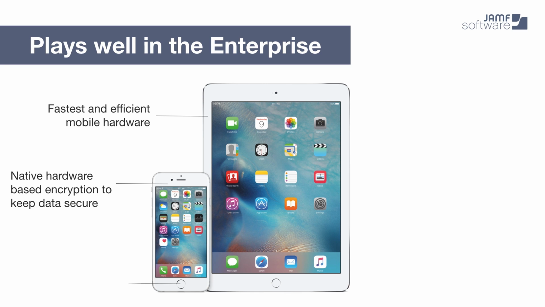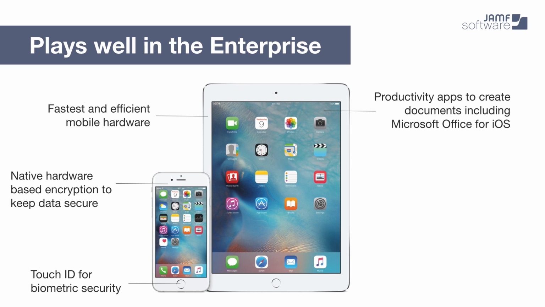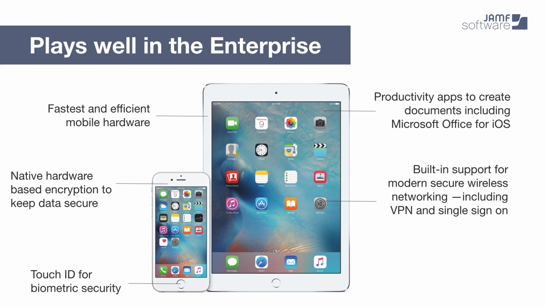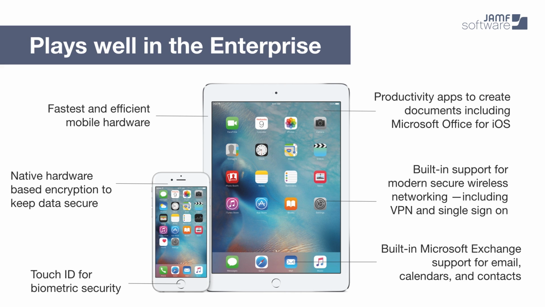They've got native encryption that's built into these devices to make sure it's secure for the enterprise. They're building in amazing features for security like Touch ID, which allows you to just use your fingerprint to unlock the phone or even to just log into some apps now, which is really amazing. And of course, speaking of apps, there's so many productivity apps out there, including Microsoft Office. It's got built-in support for all the modern networking that you'd want, including VPN and single sign-on. And of course, it supports things like Microsoft Exchange right out of the box.